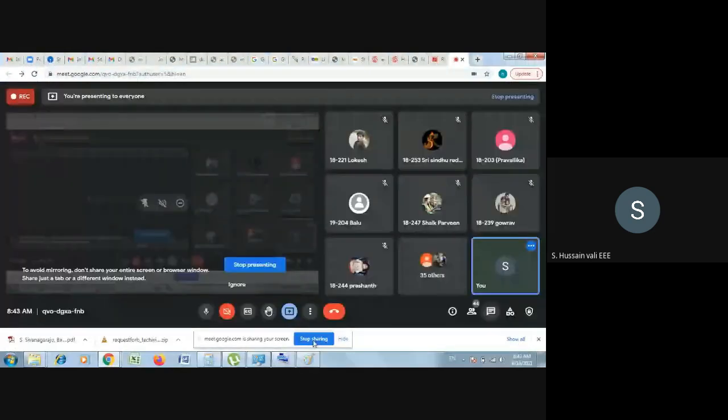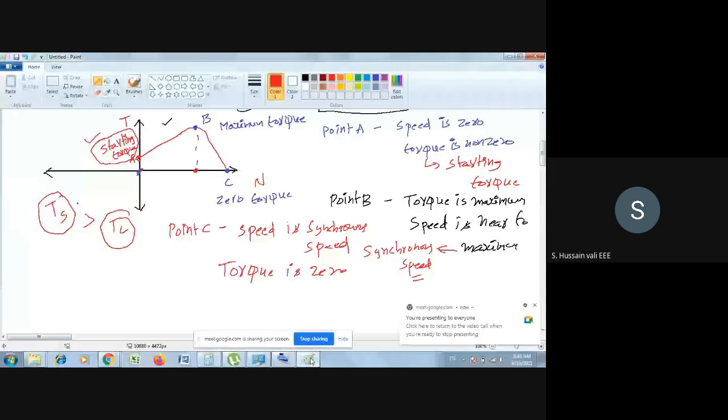Okay, so that's the thing. This is the point you must consider regarding point A. Now regarding point B, that's the maximum torque of the induction motor. What is the speed at that point? I will take this as N1, N2, N3. N2 is the speed at which the torque is maximum. So that's point B.